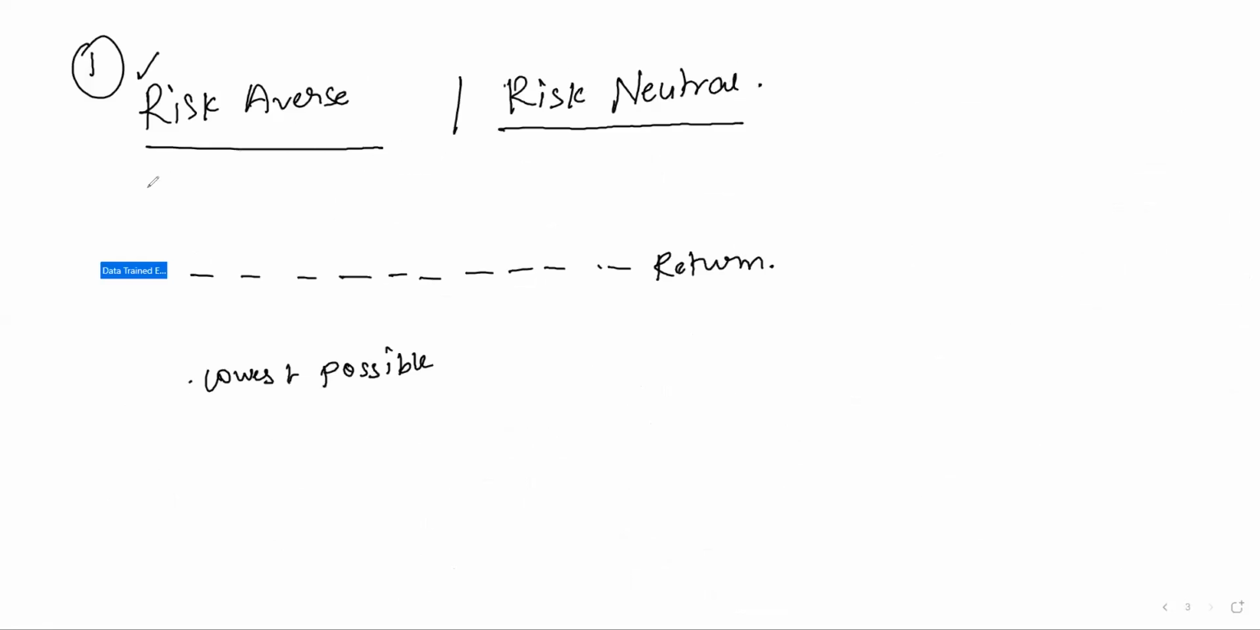So risk aversion is nothing but a person who hates risk. If you want a person who hates risk to take an extra unit of risk, you will have to reward him with extra units of returns.